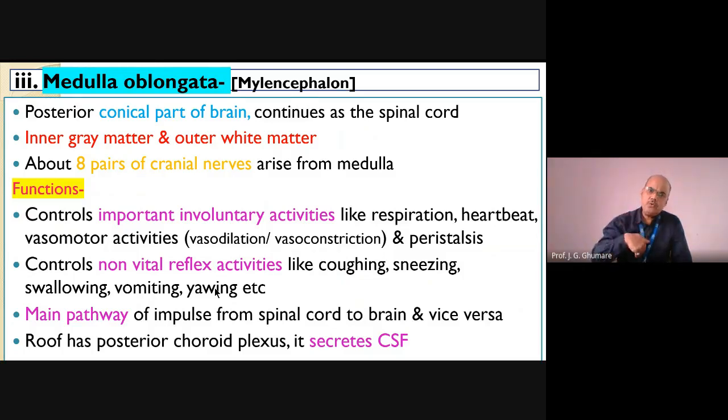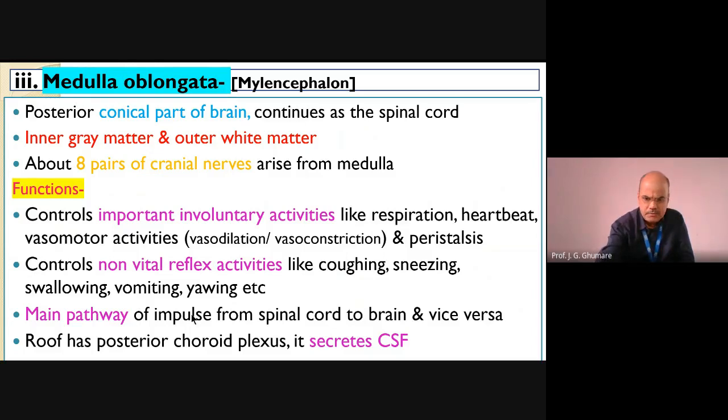Coughing, I told you, is when something tries to go into the respiratory tract and is forcefully given out. The same is the case with sneezing, where a particle tries to go into the respiratory tract and is forcefully given out. All these are non-vital reflex activities, remember, and they will be controlled by the medulla oblongata again.